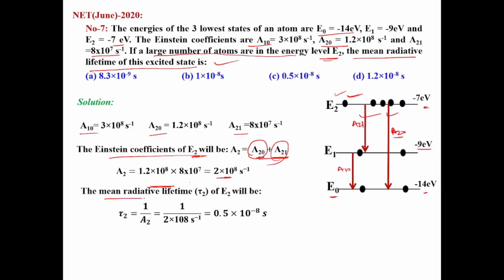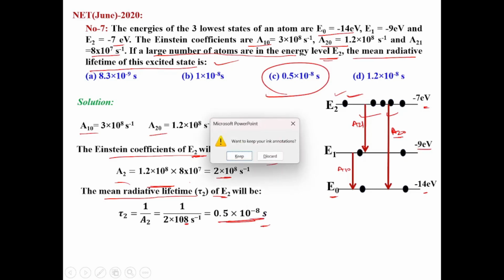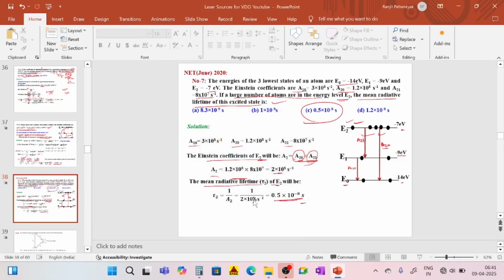Now the mean radiative lifetime of E2, T2, will be equal to the inverse of A2, 1 by A2. 1 by A2 means 1 by 2 into 10 to the power 8 second inverse, so we get 0.5 into 10 to the power minus 8 second. This will be the answer. Here also I have to correct it: this is 10 to the power 8.